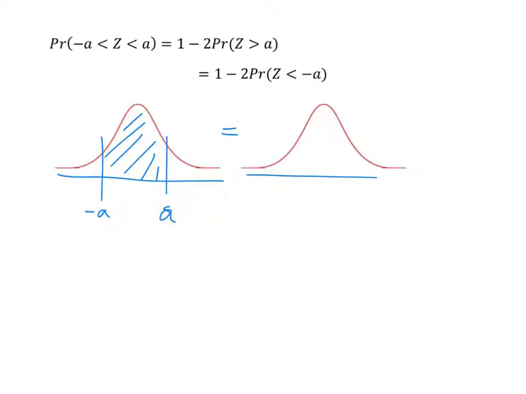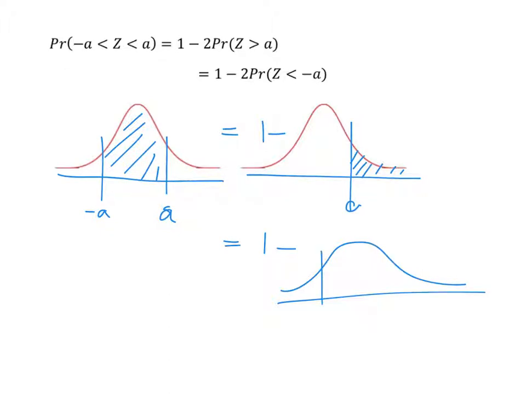1 minus 2 lots of that probability, the probability of z being greater than a, that's this one here. Or you could actually say it's the same as 1 minus the other bit, so 2 times the probability that z is less than negative a.